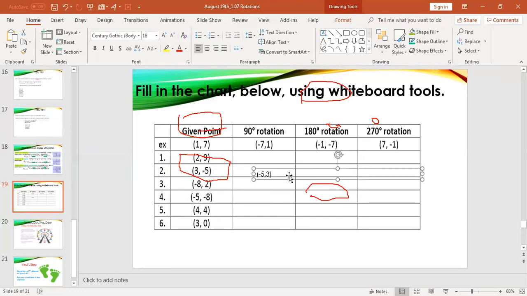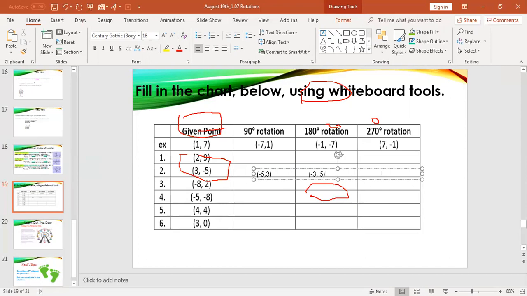And just remember that a 180-degree rotation doesn't switch X and Y, so it still says 3 and 5. The only thing that changes is you multiply 3 times -1 and you get -3. And then you multiply the Y coordinate, -5 times -1, is +5. So you don't flip-flop X and Y. All you do is take the opposite sign of X and Y, or think of it as multiplying by -1.